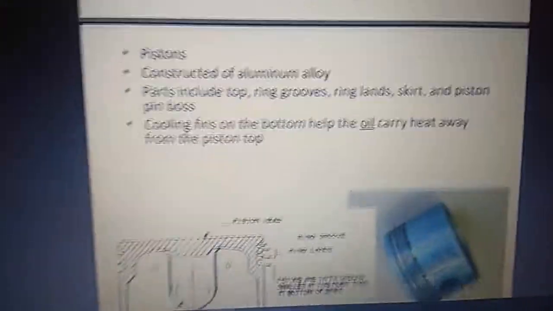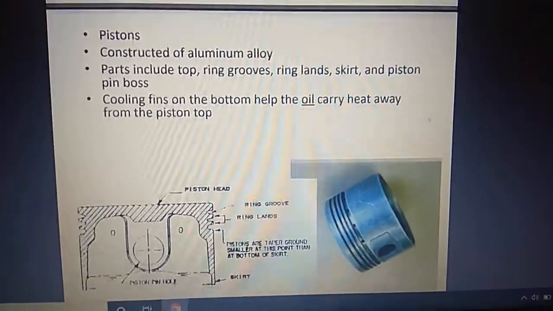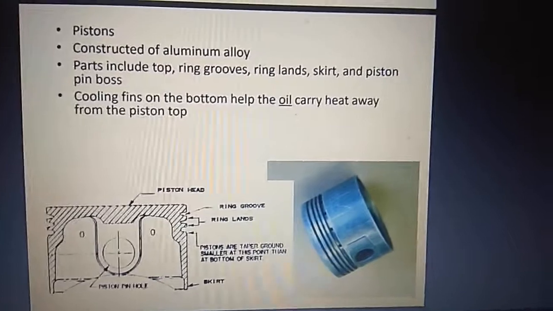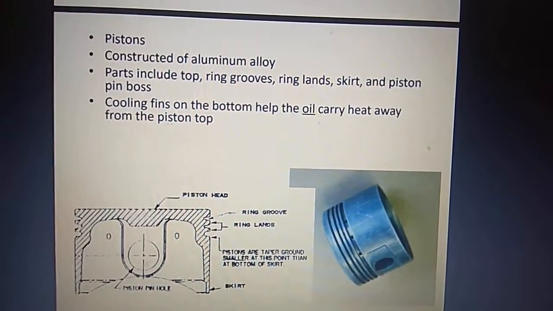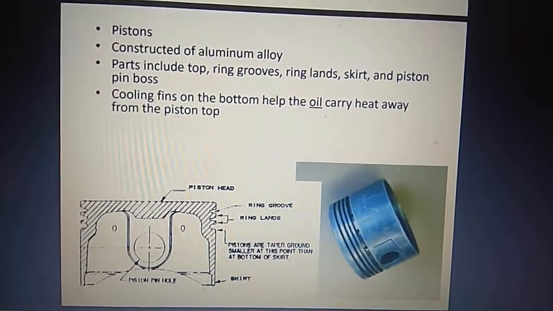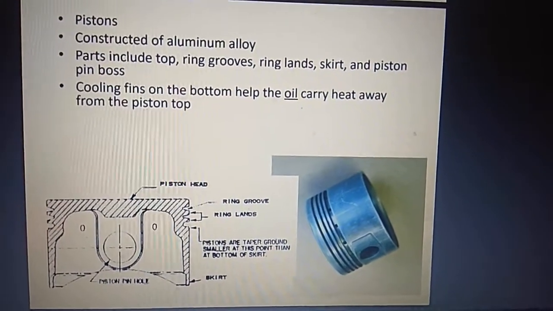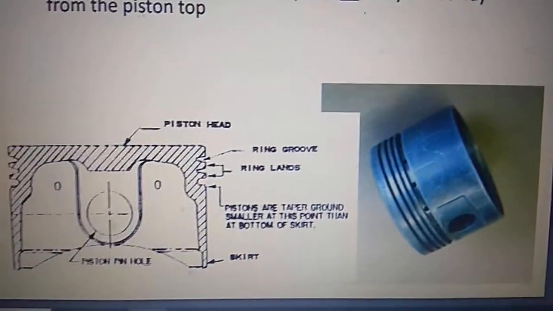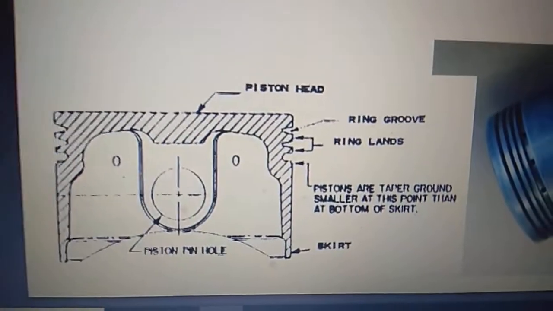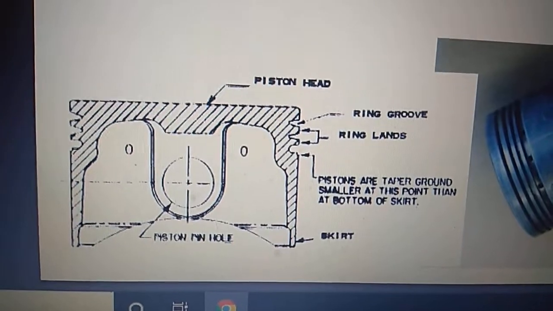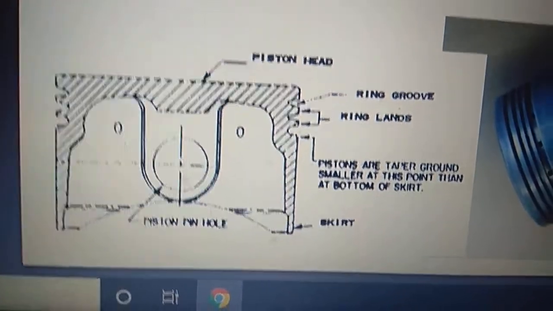Now the next part is the piston. Pistons are made of aluminum alloy, which includes top ring grooves, ring lands, skirt and piston pin boss, and the cooling fins on the bottom help the oil carry heat away from the piston. You can see here the figure of the piston. It consists of a piston head, ring grooves, ring lands and the piston pin hole.